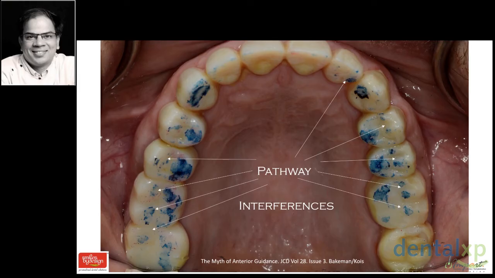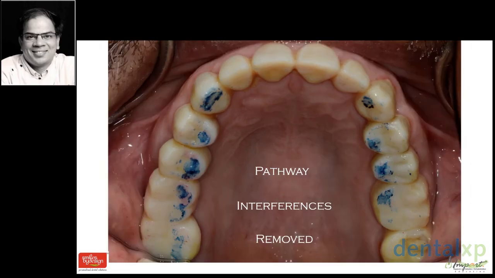So we'll take a burr and then take these points off, and this is almost like a friction-free occlusion now, where there is no pathway interference to the chewing pattern of the patient, and the patient's brain can find MIP without anything hitting before.